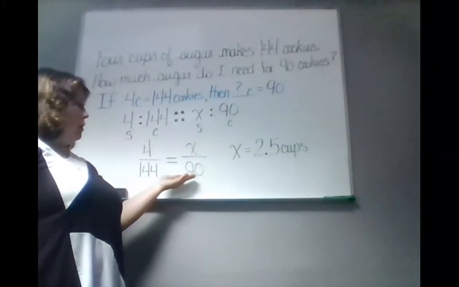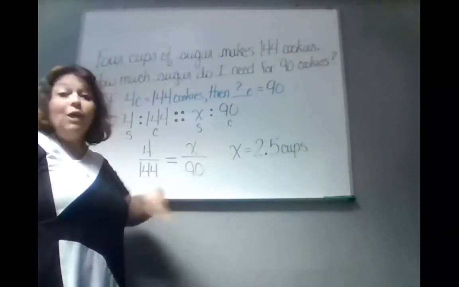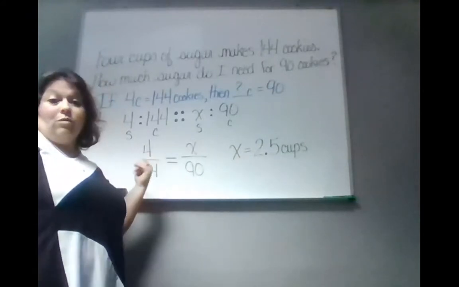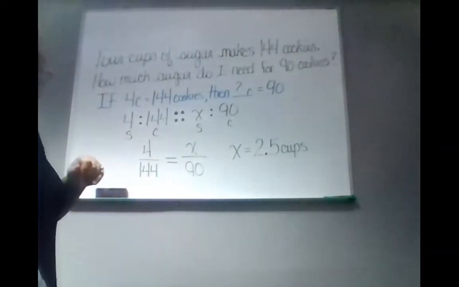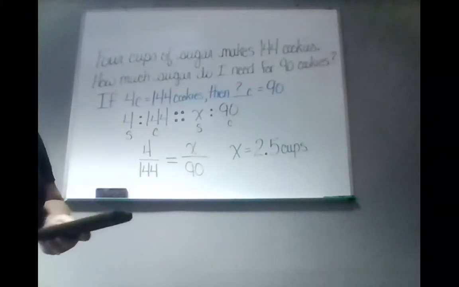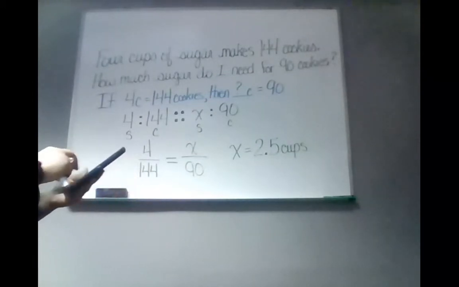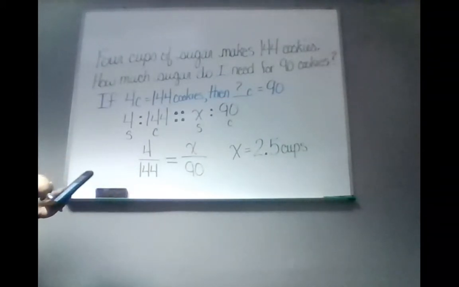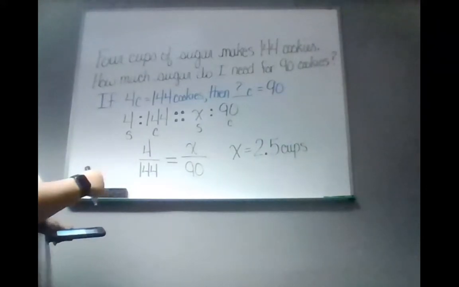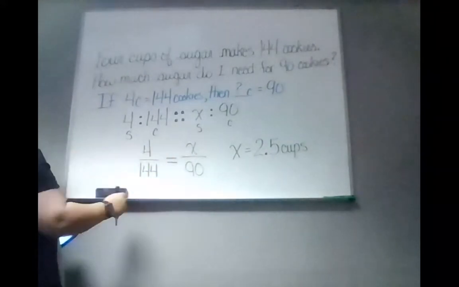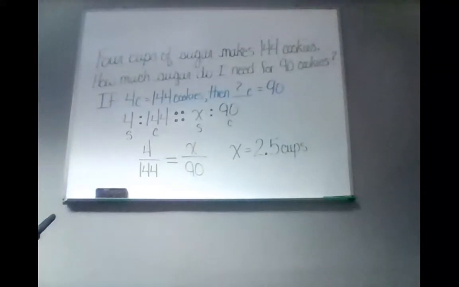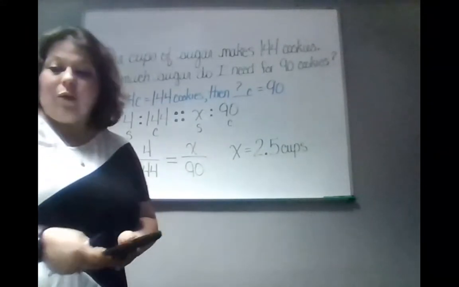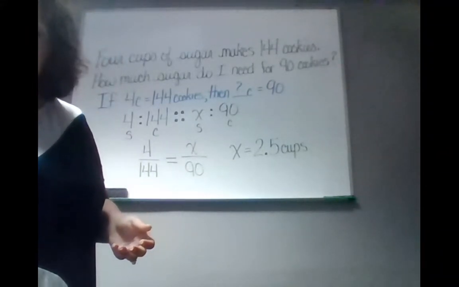If this said 900 cookies, we would need way more sugar than we would need for 144 cookies, if you think of it that way. So if you did the calculator trick, you would have done 4 times 90 to get 360, divided by 144 to get 2.5. If you did this the long way, then it's 144x equals 360. But either way you do it is fine.